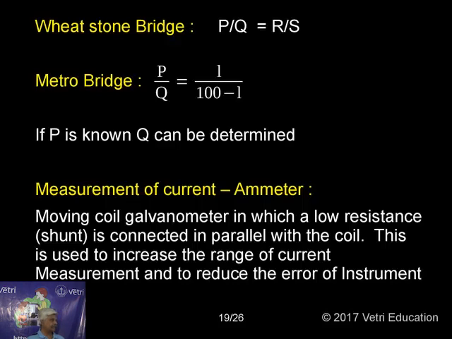The current can be measured using an ammeter. I already discussed that the ammeter is not a direct instrument, only a calibrated one. What is a direct instrument? The moving coil galvanometer or tangent galvanometer is a direct instrument. In the moving coil galvanometer, a very low resistance connected in parallel makes it an ammeter. The parallel connection is very important.